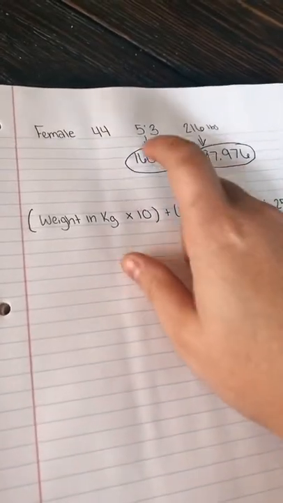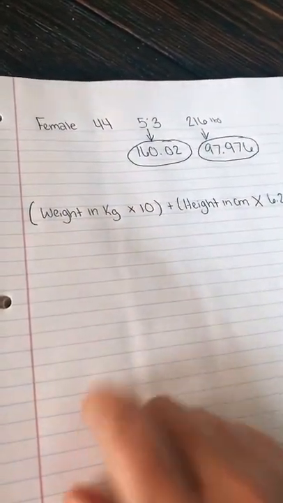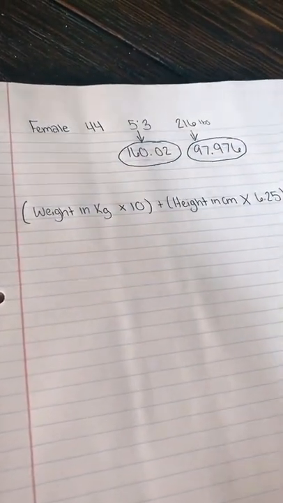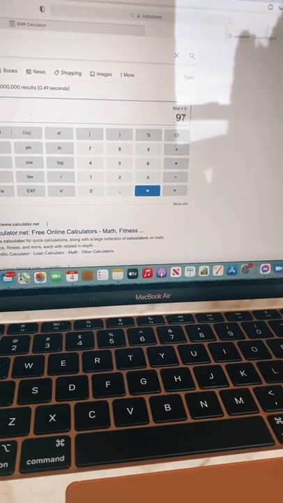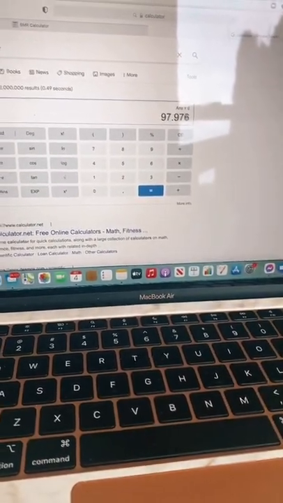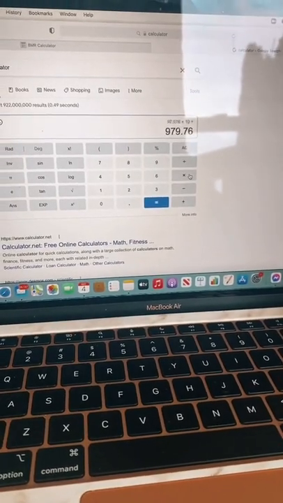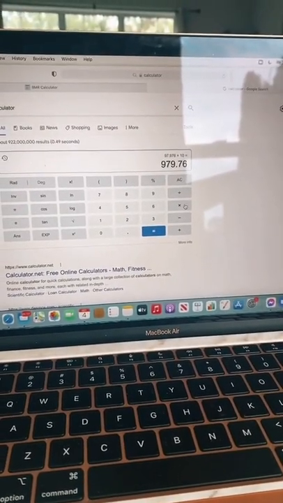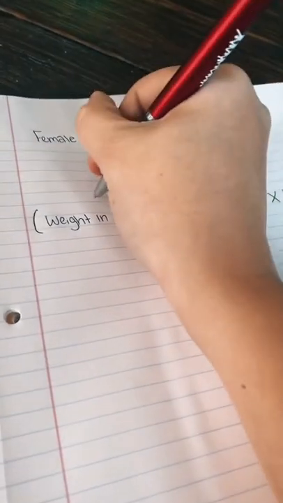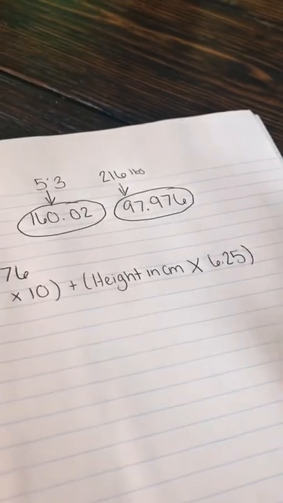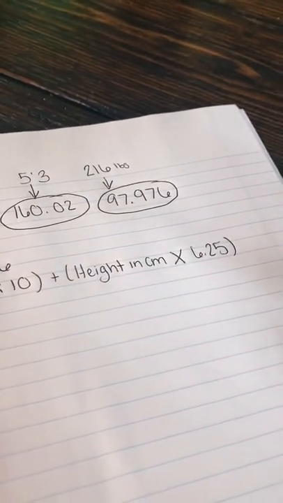So here's the first part of the equation. We're going to take the weight, so right here in kilograms, and multiply that by 10. So 97.976, we're going to multiply this by 10: 979.76. We're going to write it up here, 979.76. And now height in centimeters times 6.25.